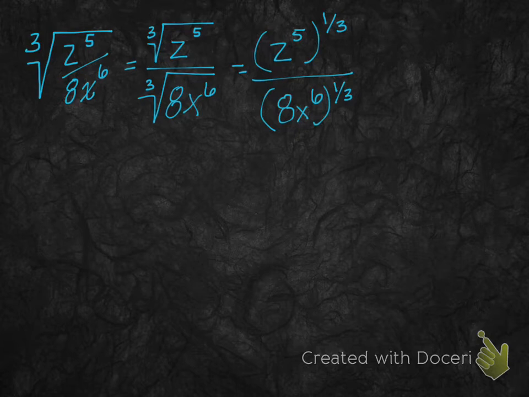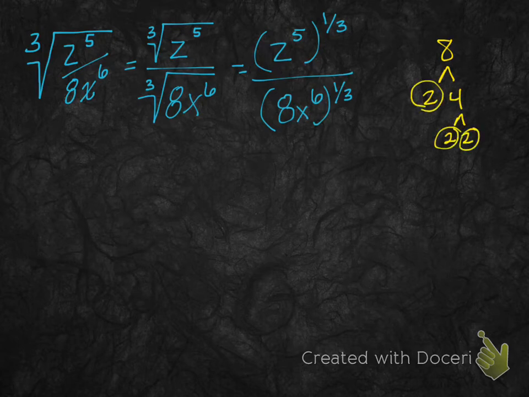And if I didn't see that, I could always try and prime factorize the number. So that would be 8 is 2 times 4, and 4 is 2 times 2. So circling all my primes, I have 8 is equal to 2 cubed.